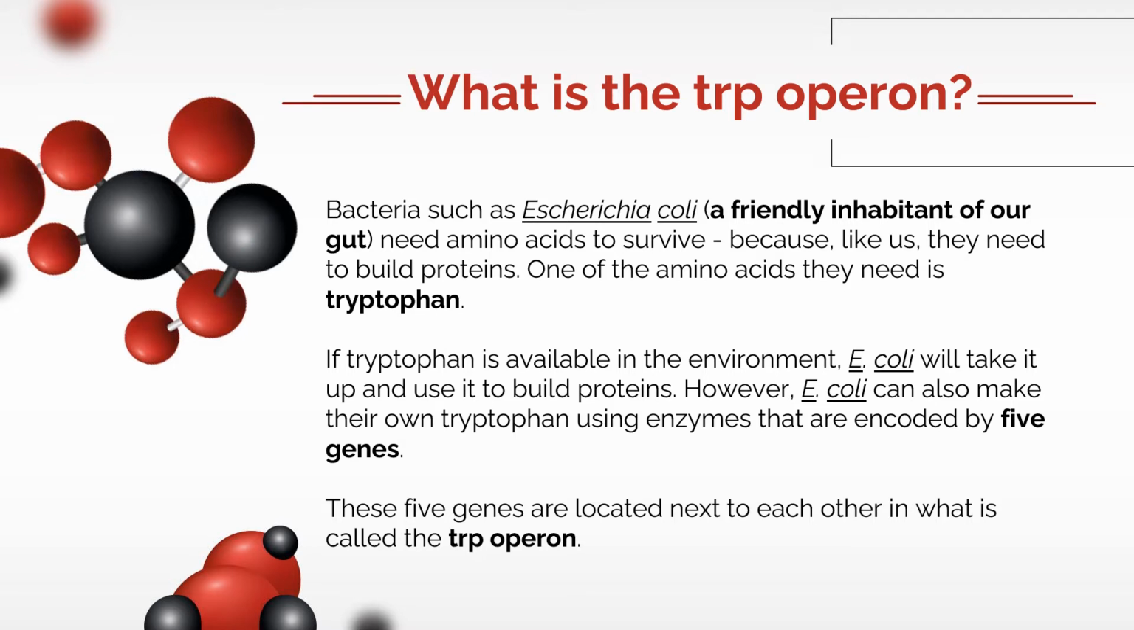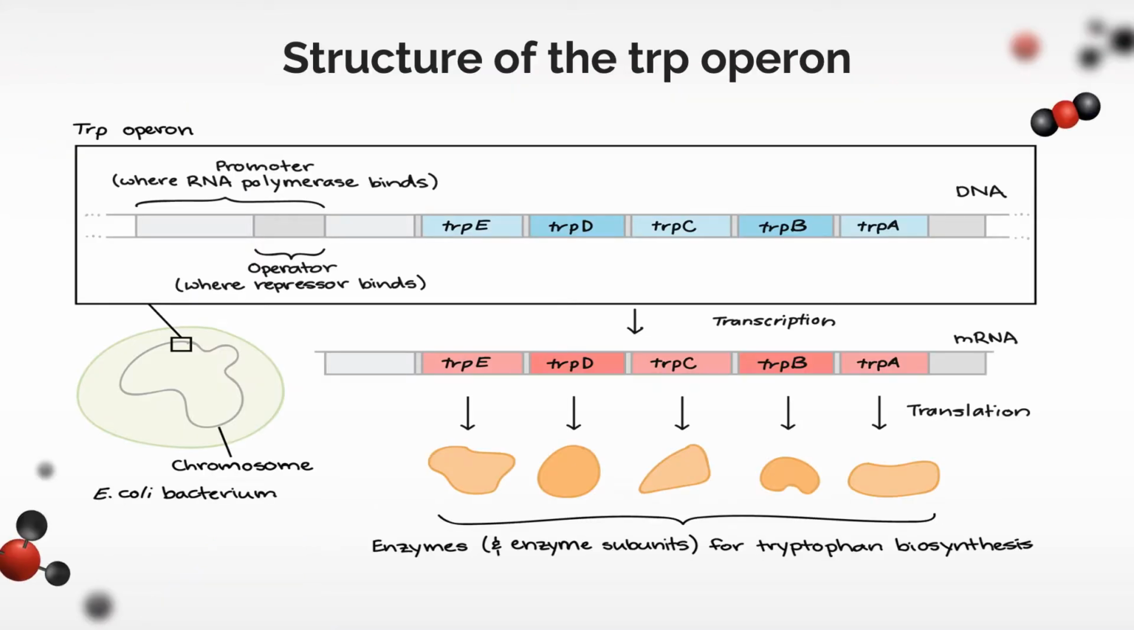Later in this video, we will talk about the structure of the trp operon and look into the depth of these five structural genes. In this slide, you can see the structure of the trp operon. From the chromosome of the E. coli bacteria, a horizontal stretch is taken that contains the trp operon structure.